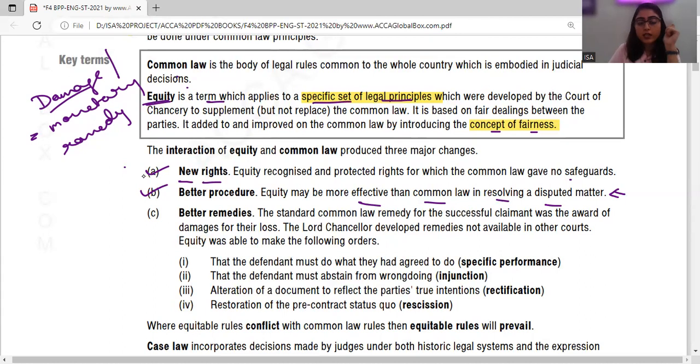Right. Kinza, what's your input? Why is equity more effective than common law? Because common law is just thinking about the history and one way only. But now if we talk about equity, there are some different scenarios and different reasoning and different thinking coming in. So maybe equity is more effective.